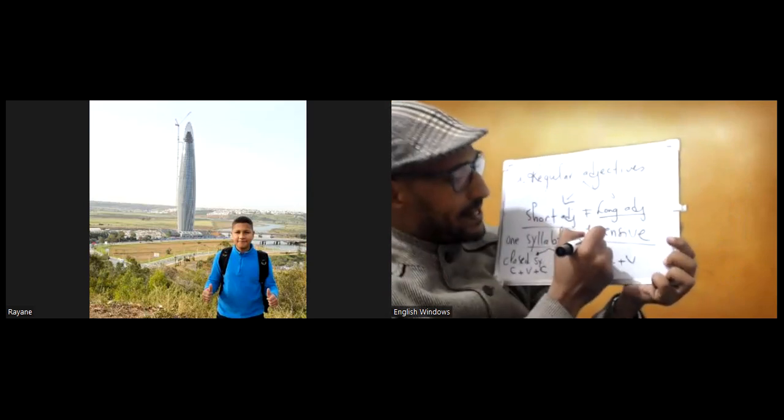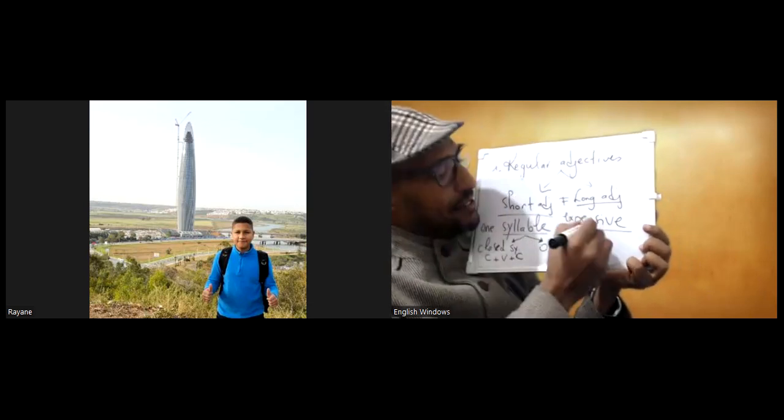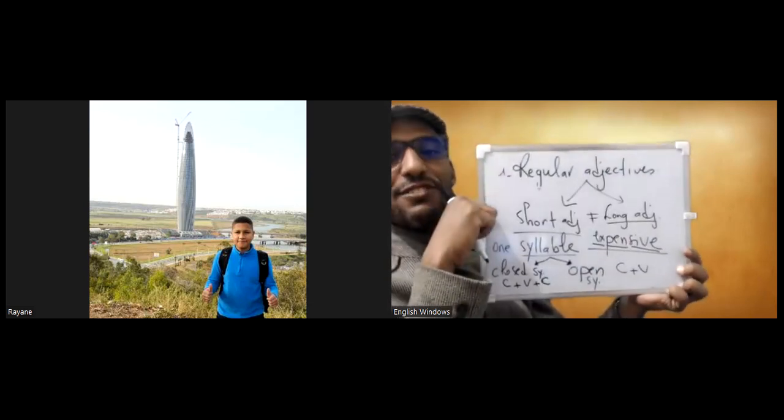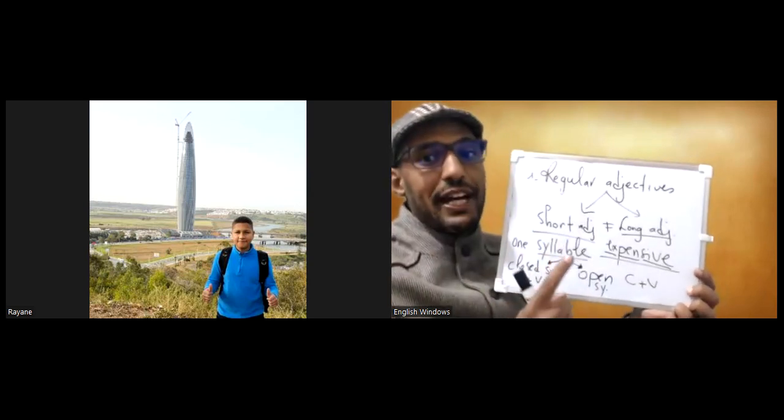We got ex, pen, sive. So how many are they? Three, very nice. We got only three syllables, right? Okay, so this is our long adjective.